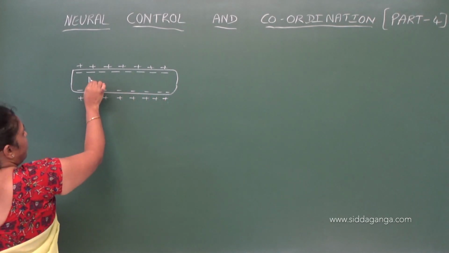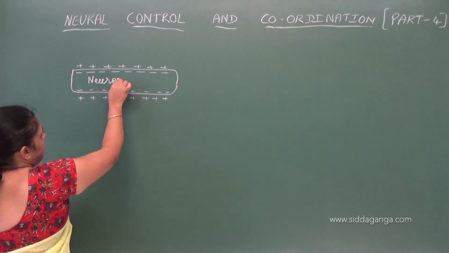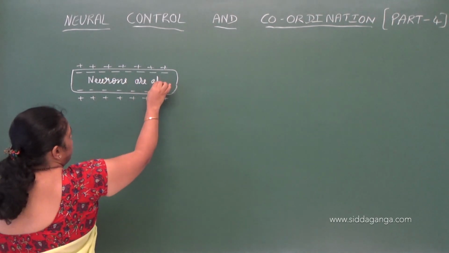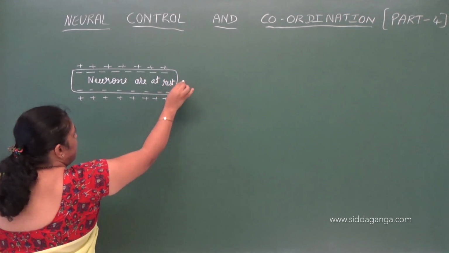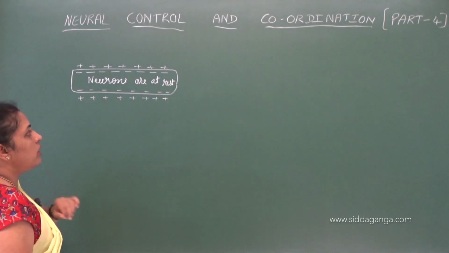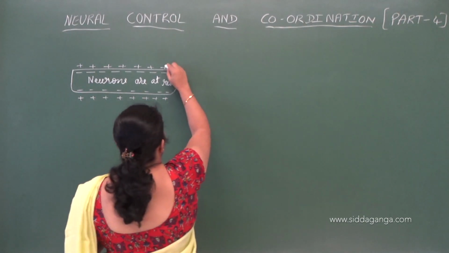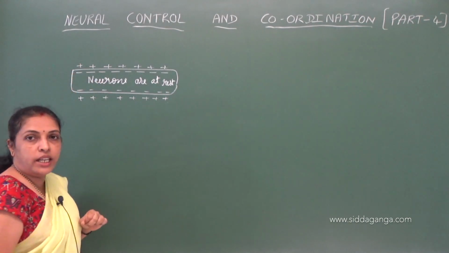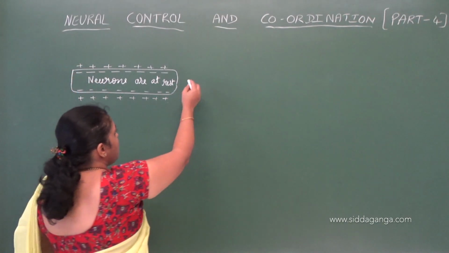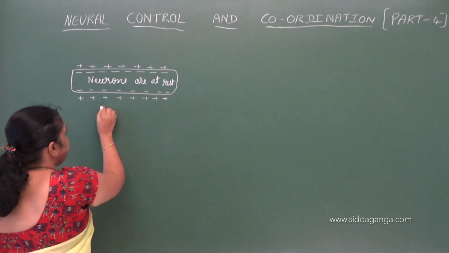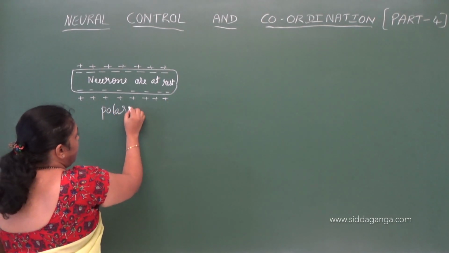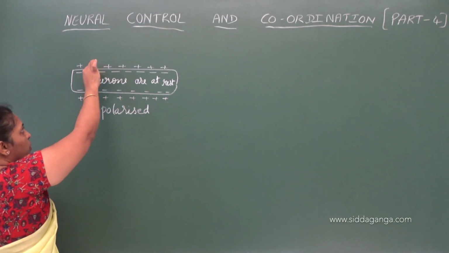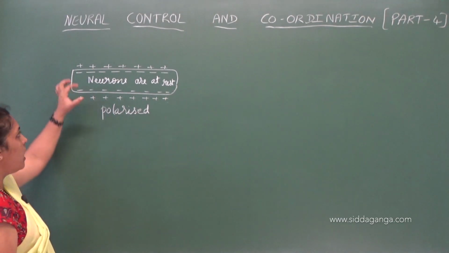So when neurons are at rest, what happens? We see outside positive charges, inside negative charges. So this is polarized state. So polarized state means outside positive, inner negative charge.